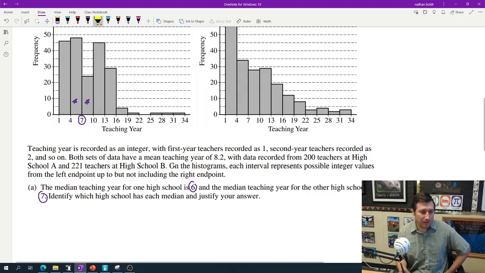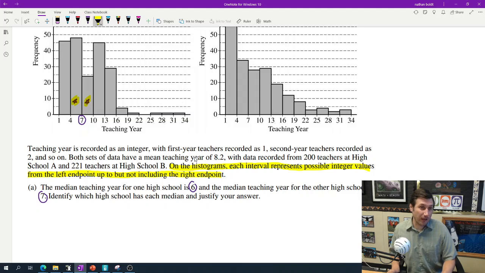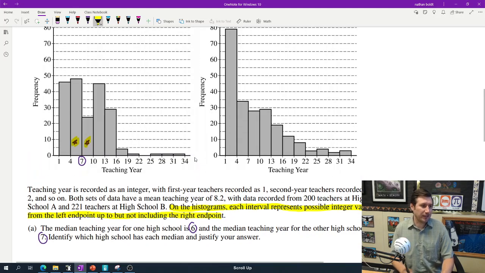And they even gave us that hint right here. They reminded us of that fact. Each interval represents and includes the left endpoint, but not the right endpoint. So again, 6 would be in this bin, and 7 would be in this bin. So where is the median? We simply have to count.